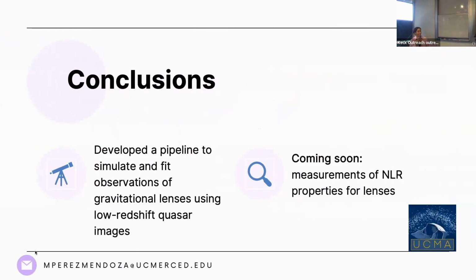So in conclusion, I've been able to develop this pipeline that simulates and fits these observations of gravitational lenses using those low redshift observations. And coming soon, I'm hoping to measure the real narrow line region properties of the lenses that we have, as well as those that will be coming up in other surveys.